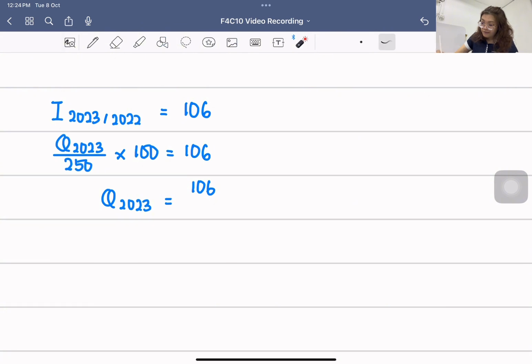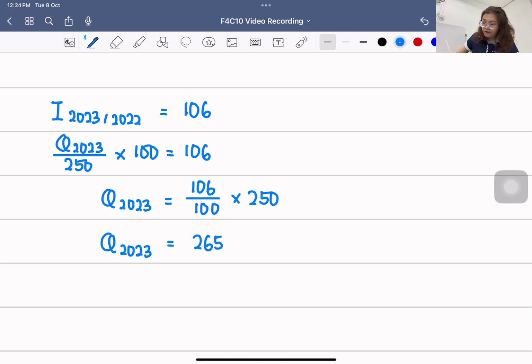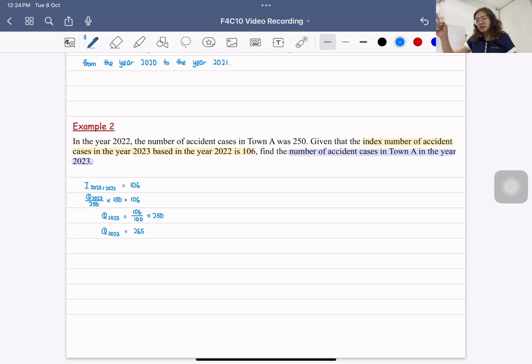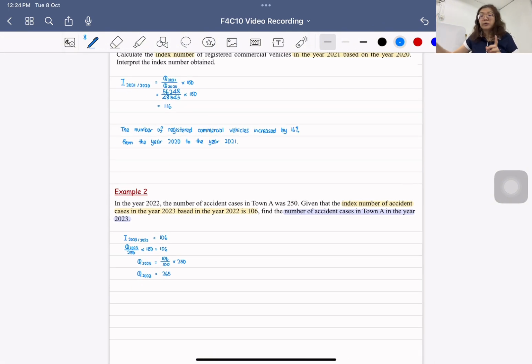106, multiplied by 100, when we move to the other side it becomes divided by 100. After that, multiply by 250. And we will get the answer of 265. It means there are 265 accident cases in town A in the year 2023. So this is the first part that we have to know. Okay, in the next video, we are going to talk about composite index.